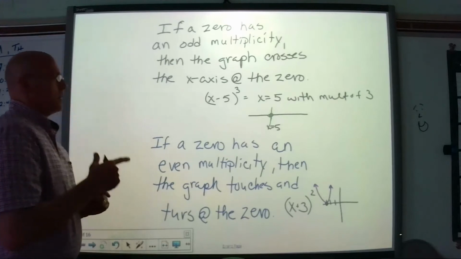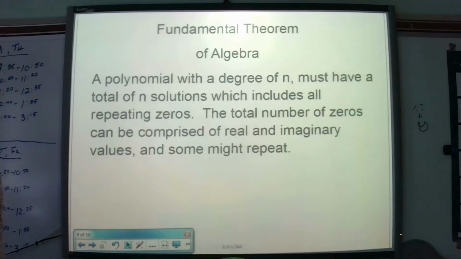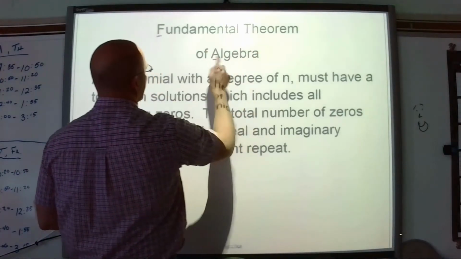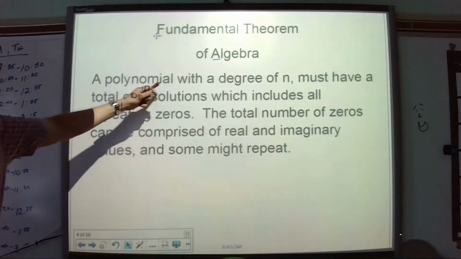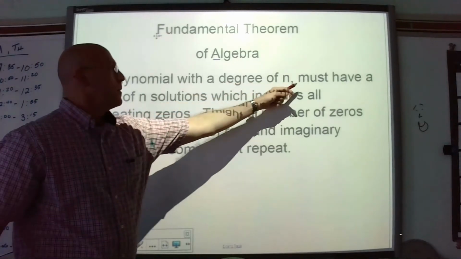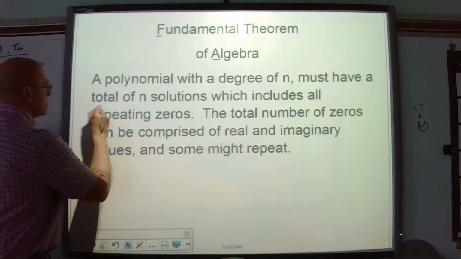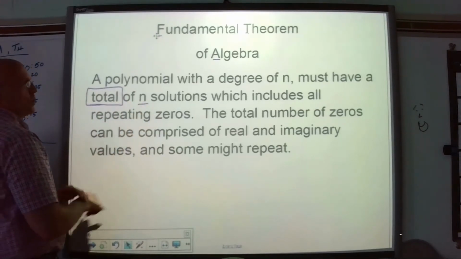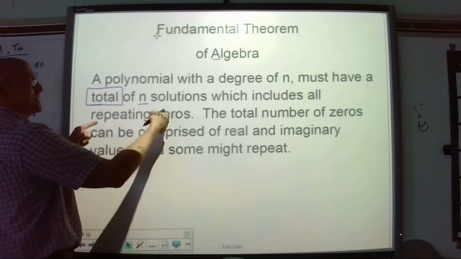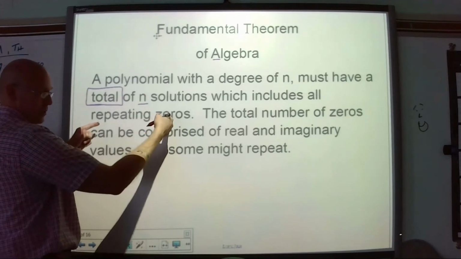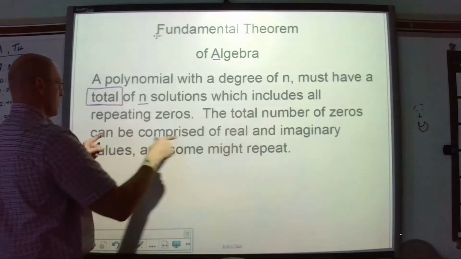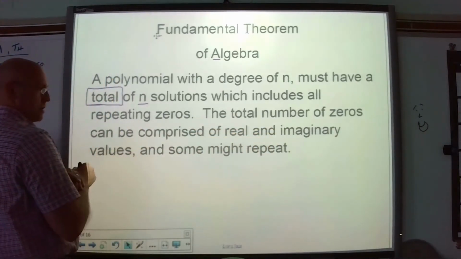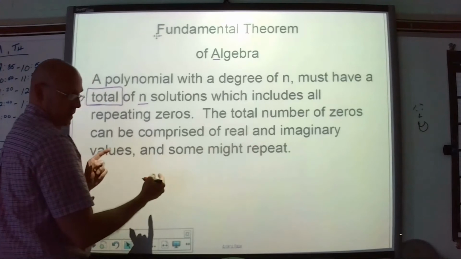Okay. So, fundamental theorem of algebra. That's what F.T.A. is. Here's what it says. A polynomial with a degree of n must have a total of n solutions, which includes all repeating zeros. The total number of zeros can be comprised of real and imaginary values, and some might repeat.